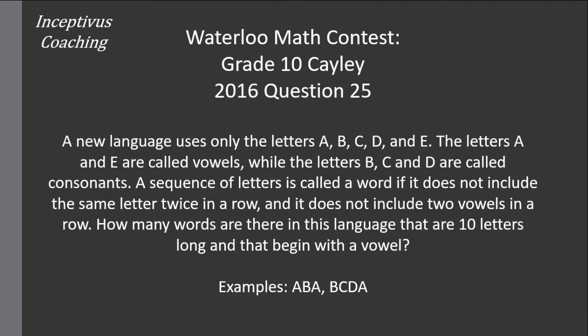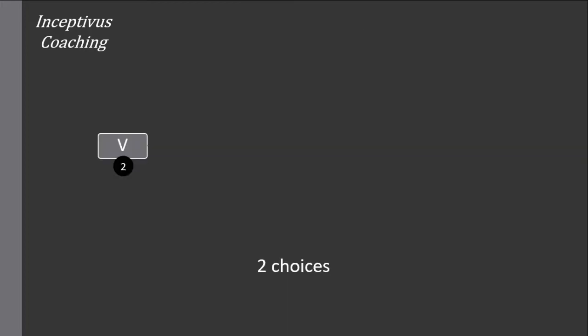Now let's explore this 10-letter long word using the help of a tree diagram. We know that the first letter has to be a vowel, and there are two choices for the vowel, A and E. Now what about the second letter? The second letter has to be a consonant because the rule says that no two vowels can be together, and you can pick any consonant. So there are three choices for the second letter. Together, for a two-letter word that begins with a vowel, you have 2 times 3 equals 6 choices. That's the multiplicative law.